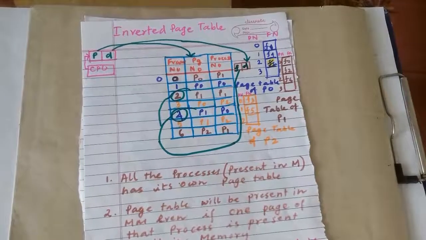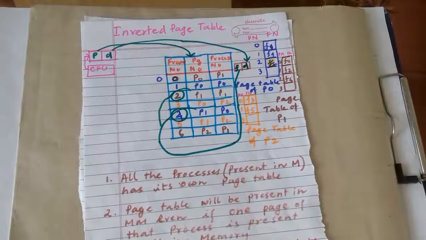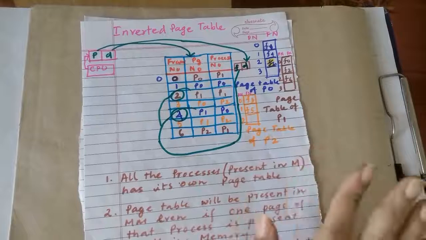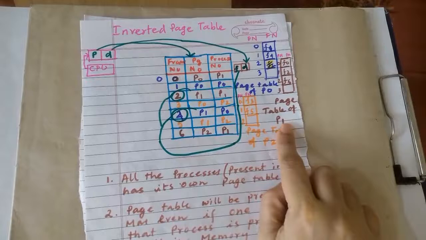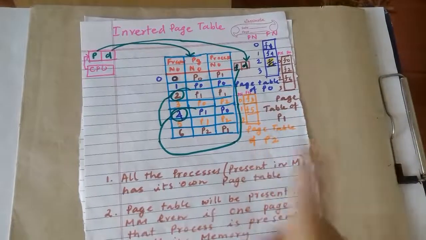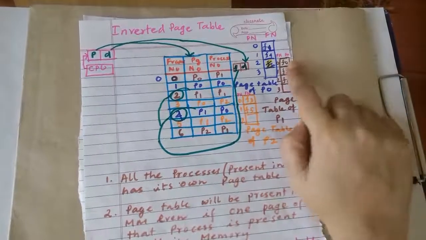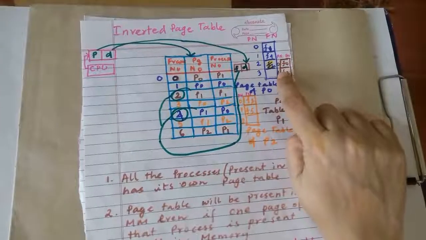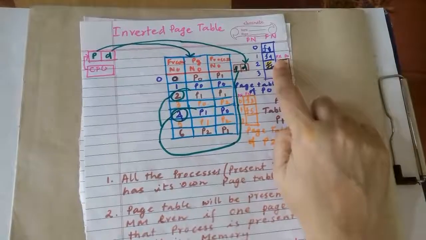It is not like all the pages of process P1 should be loaded into memory before the page table is created. If even one page is loaded into memory, there should be a page table present for P1. Then when one more page is loaded, the entry for that page is added to the page table for P1. So we can see here page numbers 0, 1, 2, 3 in the page table entries, as we have seen in the previous video.